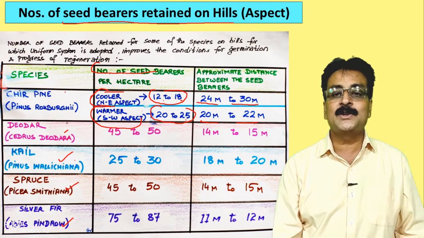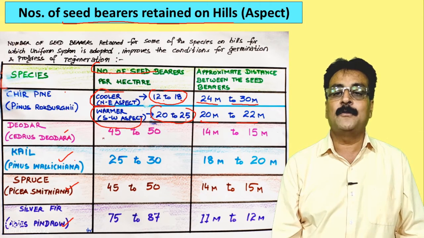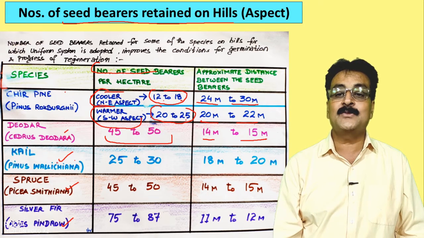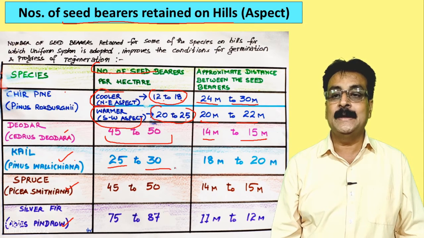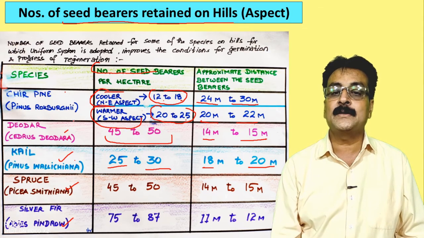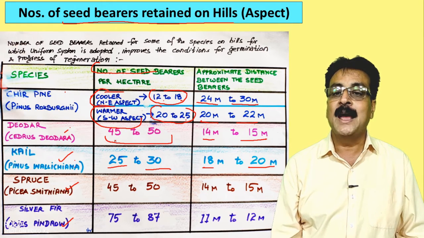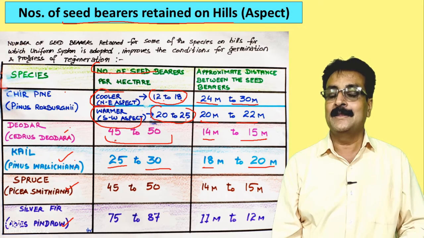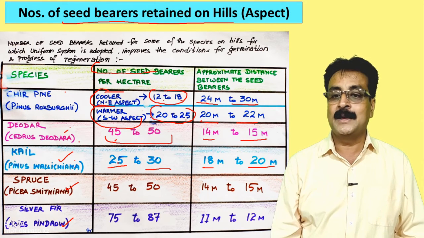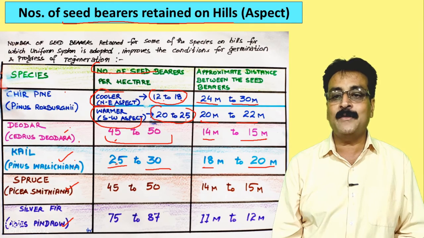Then let's come to Cedrus deodara. Cedrus deodara will have 45 to 50 seed bearers, and the distance is 14 to 15 meters. For Pinus wallichiana it is 25 to 30 seed bearers, and the distance is 18 to 20 meters. When we compare Cedrus deodara and Pinus wallichiana, Cedrus deodara is a bit more shade bearer, having 45 to 50 seed bearers, that is more seed bearers. And when we are talking of kail, that is Pinus wallichiana, it is a bit more light demander as compared to deodar. Then the seed bearers are fewer, that is 25 to 30.